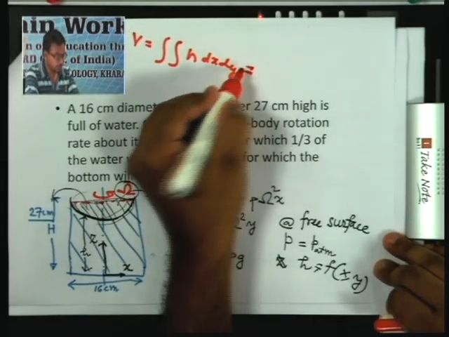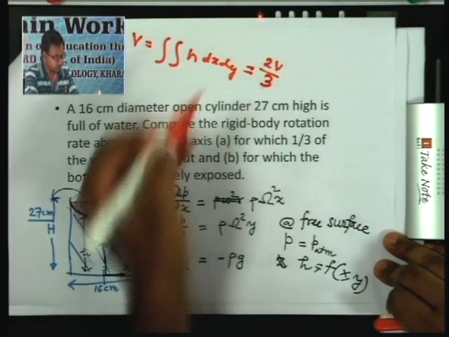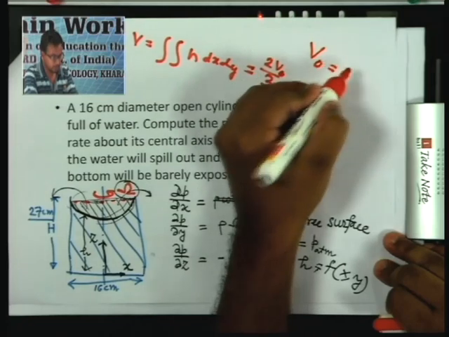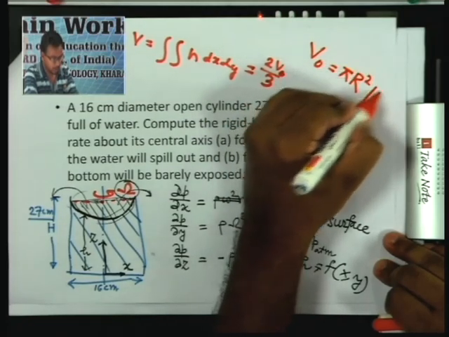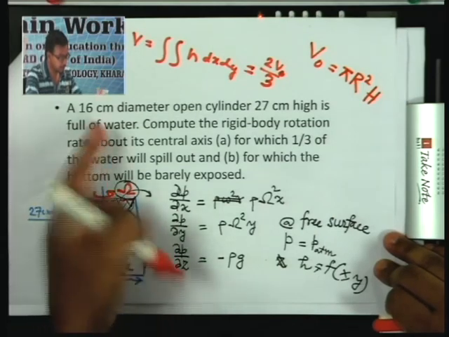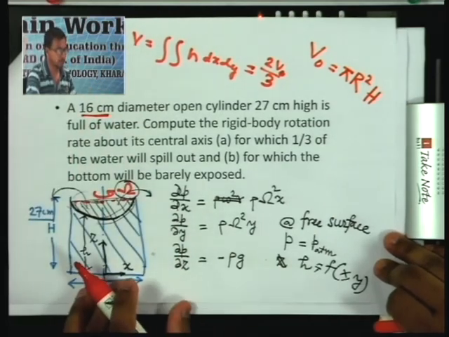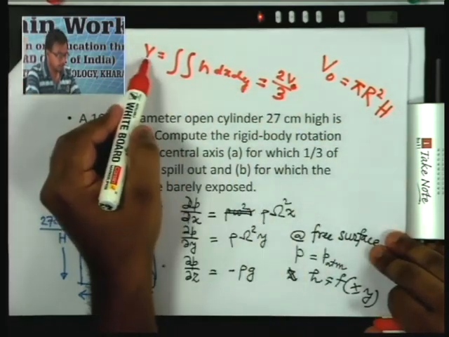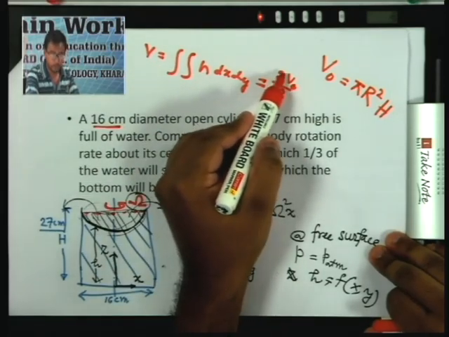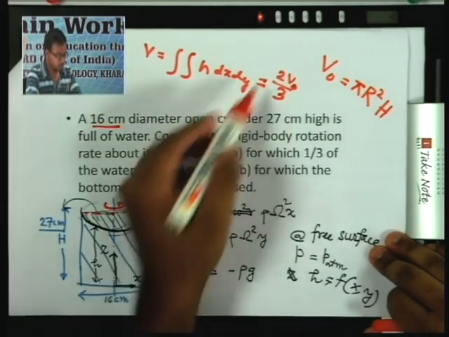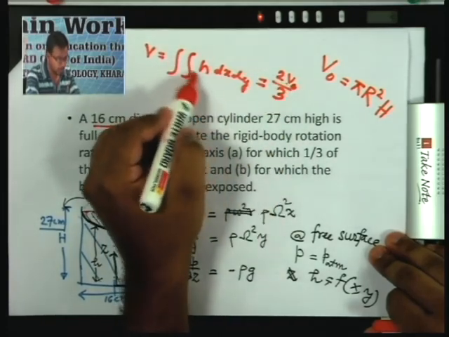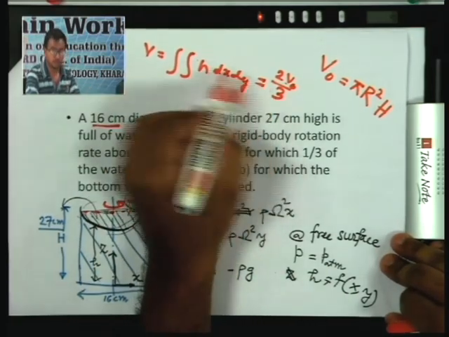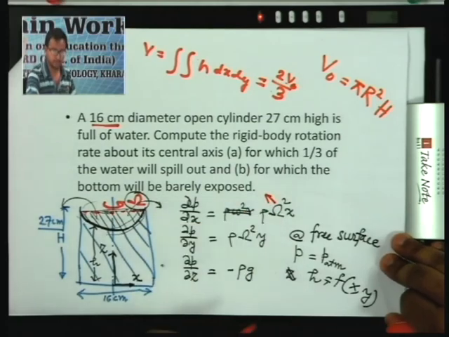That is, as mentioned in the problem, 2/3 of the initial volume. So initial volume is say I'll call it V0, the initial volume. So V0 is nothing but pi r square h. R is the radius of the cylinder, which is 8 centimeter. Diameter is 16 centimeter, so radius is 8 centimeter. So this volume is equal to 2/3 of the initial volume. So if we equate these two, we now know h as a function of omega and p atmosphere and rho and all these variables. So if we solve this equation, we will be able to solve for the speed omega.